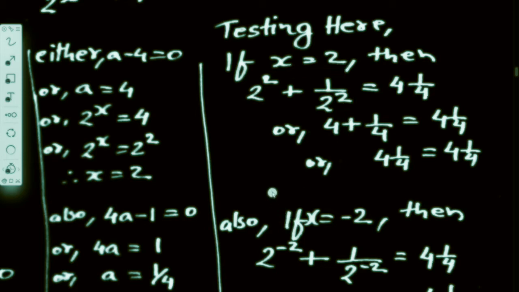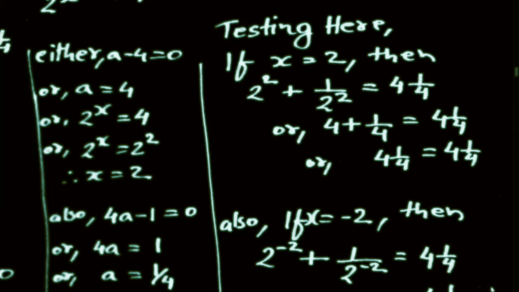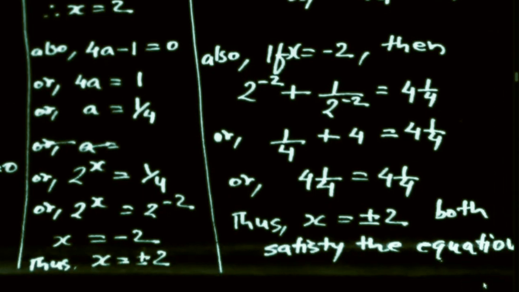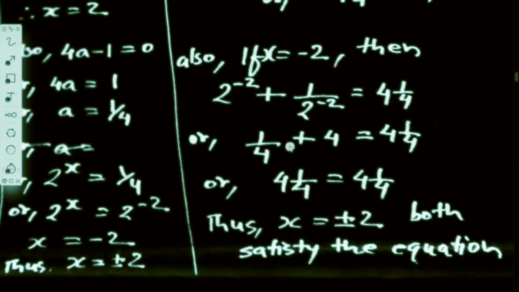Again see our next value of x. If x equals minus 2, then 2 power minus 2 plus 1 by 2 power minus 2 equals 4, 1 by 4. Here, 2 power minus 2 plus 1 by 2 power minus 2 equals 4, 1 by 4, or 1 by 4 plus 4 equals 4, 1 by 4.